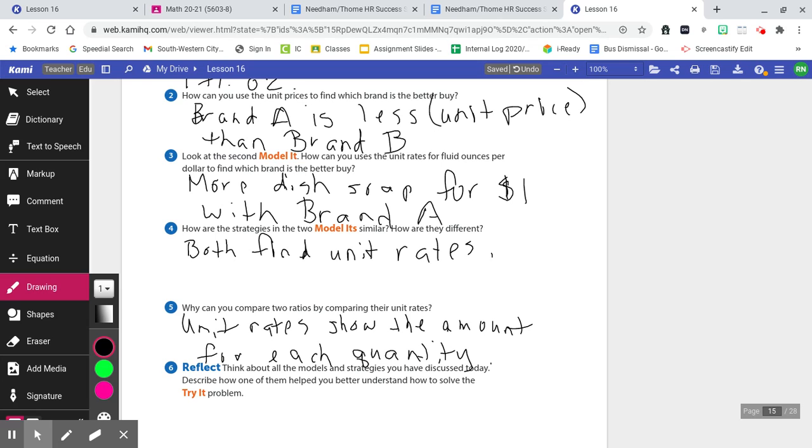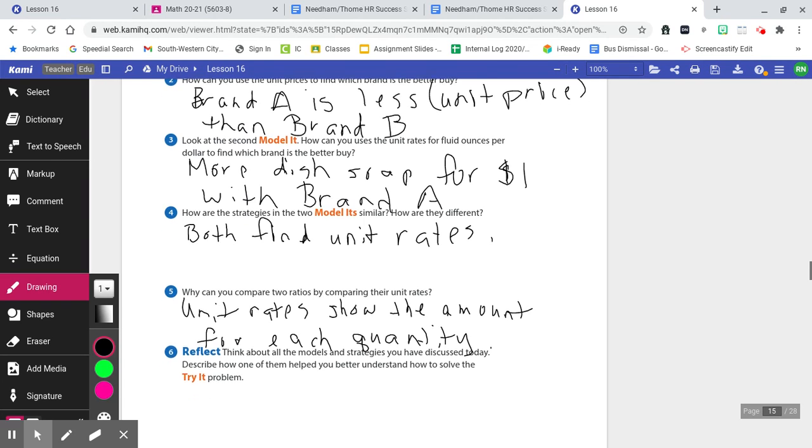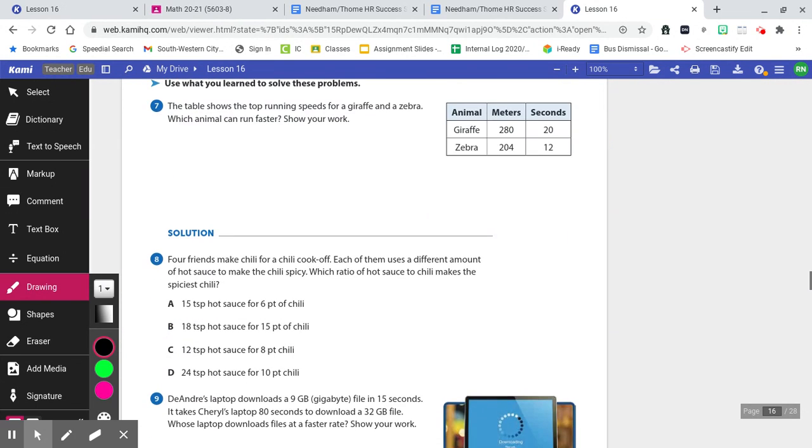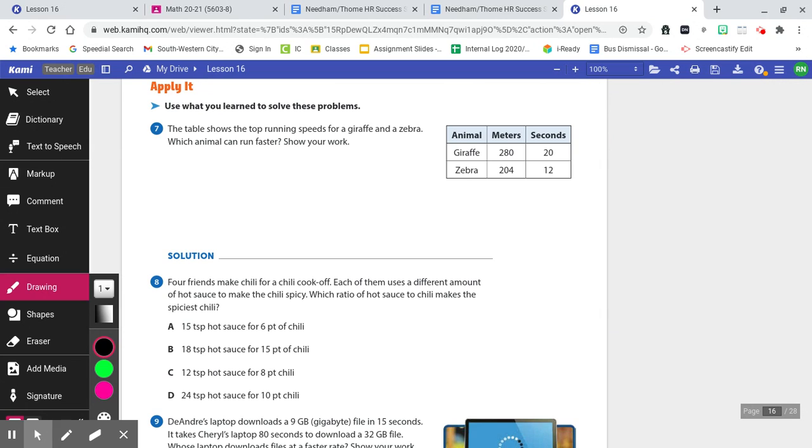Number 6, think about the models and strategies you discussed today. Describe how one of them helped you better understand how to solve the triad problem. Maybe just at this point, write down which strategy you find the most useful. Do you use a double number line? Do you use a table? Do you use a division or multiplication strategy? And then let's go ahead and turn to page 371, the apply it. I'm going to help you go through this apply it.